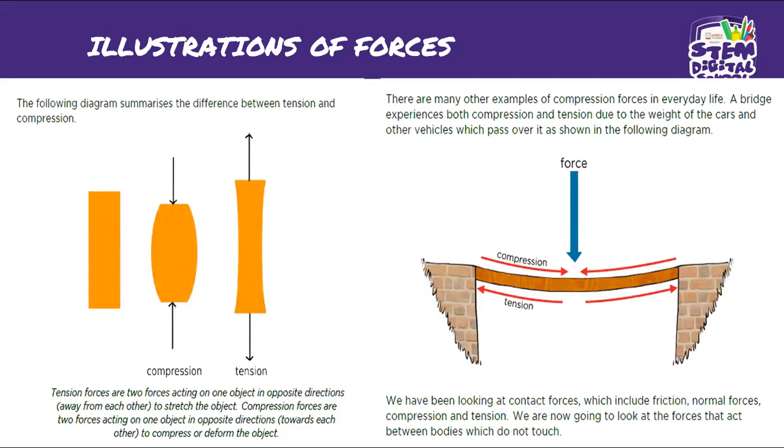A bridge experiences both compression and tension due to the weight of the cars and other vehicles which pass over it, as shown. Have you noticed a bridge in which the road seems to sag or bend a bit? Because of pressure and other things, the bridge is experiencing compression and tension at the same time. When the objects on the road are carrying more load, the bridge experiences compression.